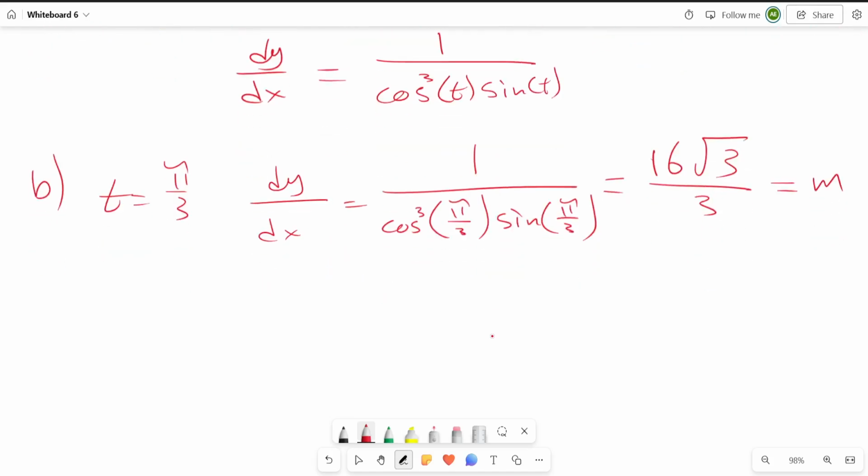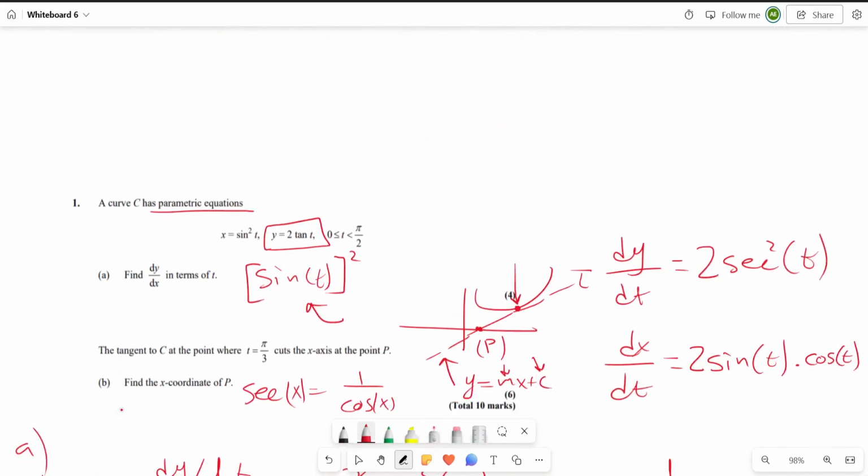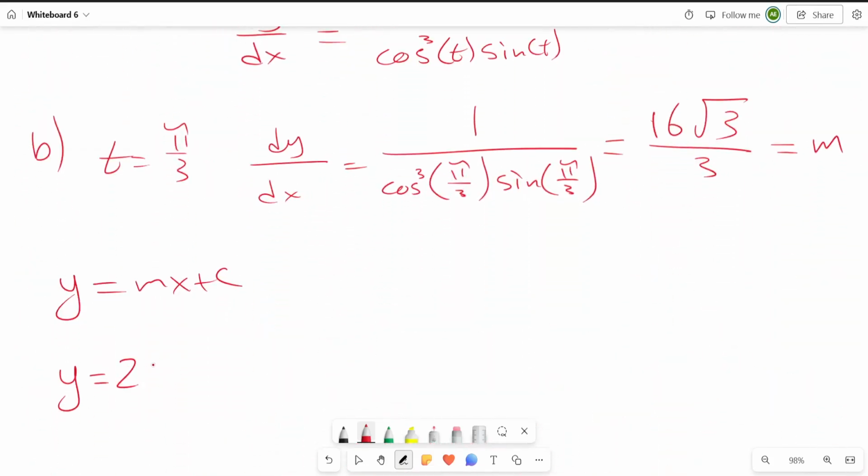Okay, so in order to find the equation mx plus c, I will need a point. I will need a y coordinate and an x coordinate, and I have m. I will substitute everything to get c. So let's get the y and the x at this t of pi over 3. We know that y equals 2 tan t. So 2 tan of pi over 3, when t is pi over 3, is going to give me what y is at a t value of pi over 3. So 2 tan pi over 3 equals a y value of 2 root 3.